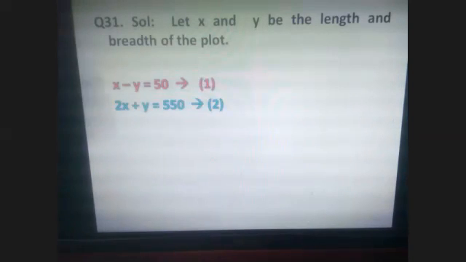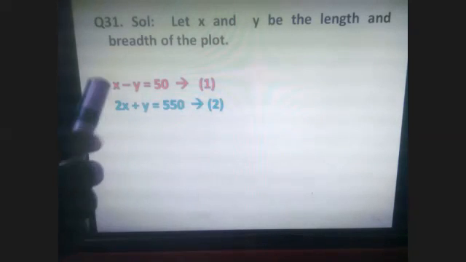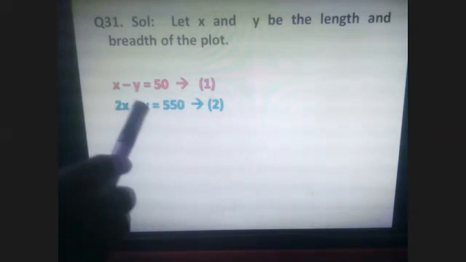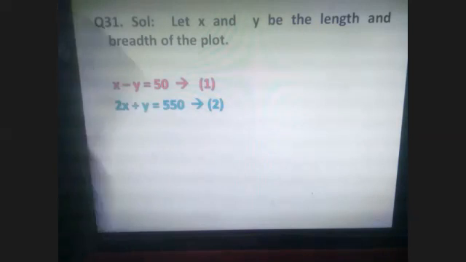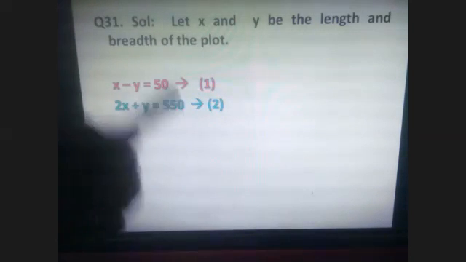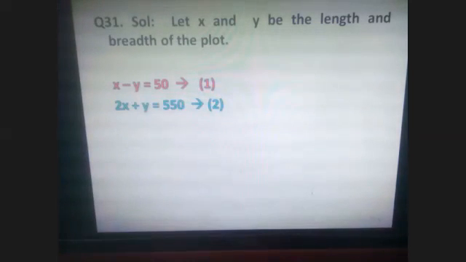Well, direct solution is simple for you, but your question is not to solve directly. Your question is to be solved using the matrix method. Here it will be very simple because AX equal to B, where A is [1, minus 1; 2, 1], and X will be simply two variables only, x and y, and B is [50, 550]. You can easily solve it.